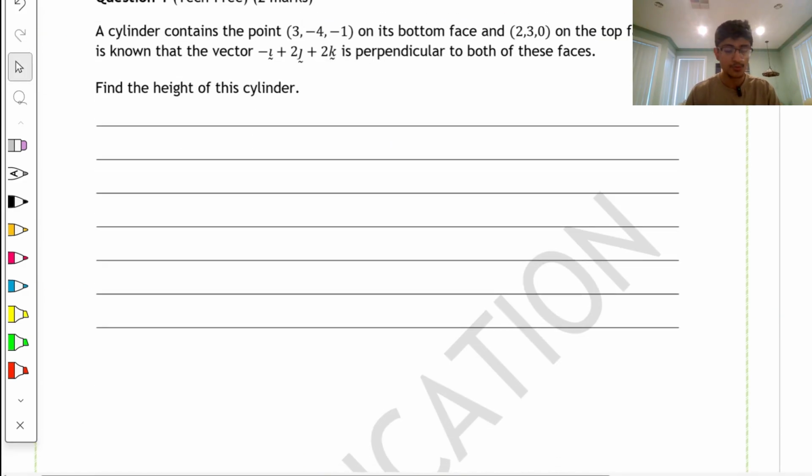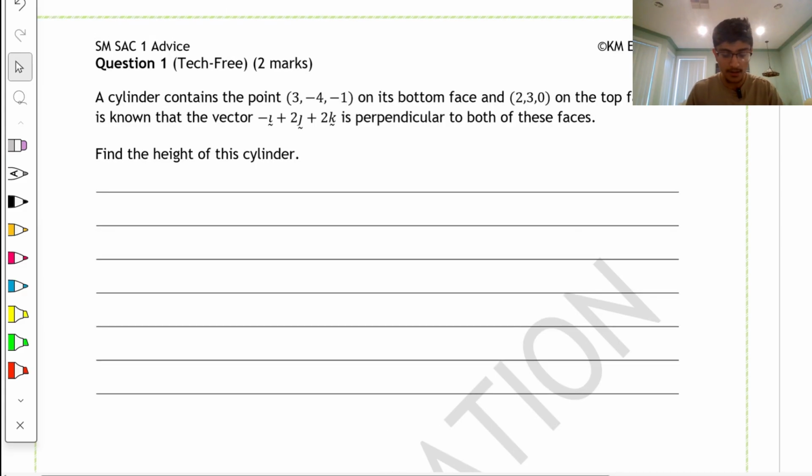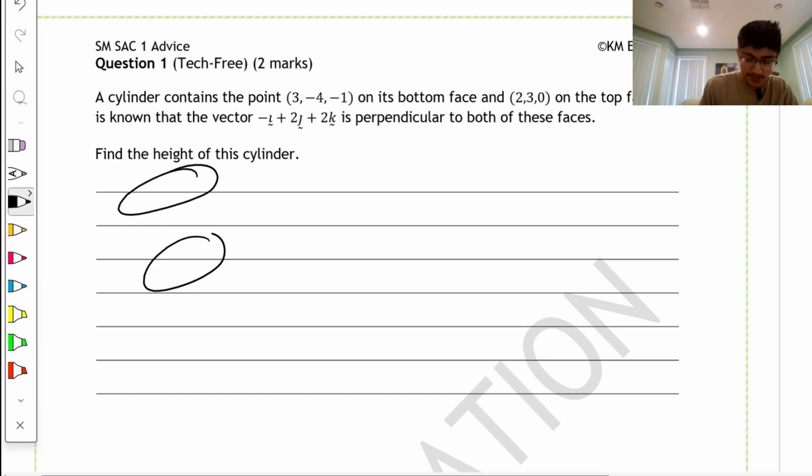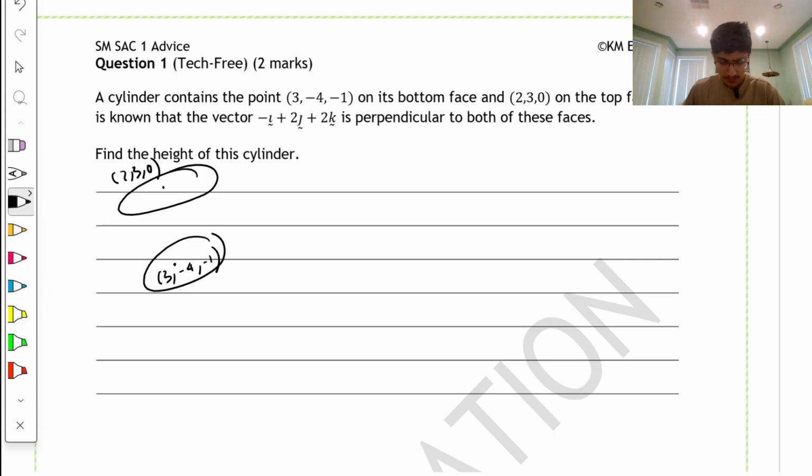So if we scroll down to question 1, this is a really interesting question I made. We've got a cylinder, right? It contains a point (3, -4, -1) on its bottom face and another point on the top face. What I would immediately do, and what I suggest everyone do, is draw a diagram. So I've got my bottom and top face, labeled the points, so (3, -4, -1), then another point up here, (2, 3, 0). Cool. And it is known that this vector is perpendicular to both of these faces.